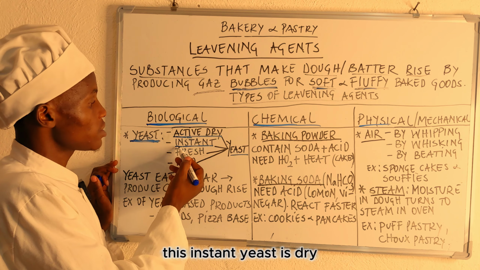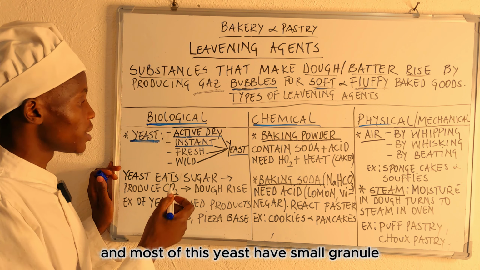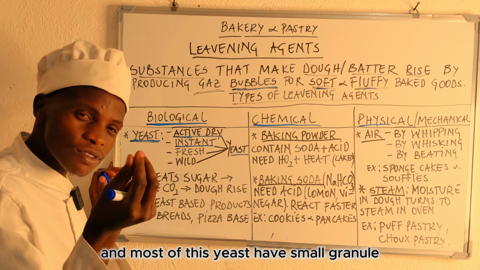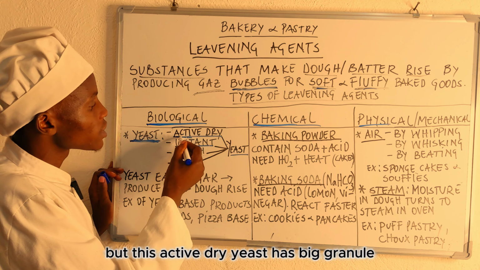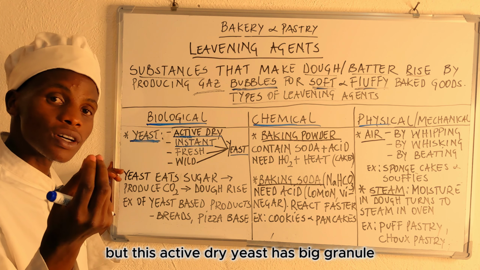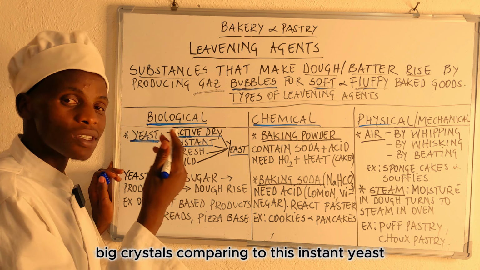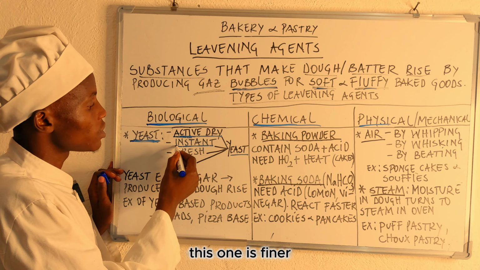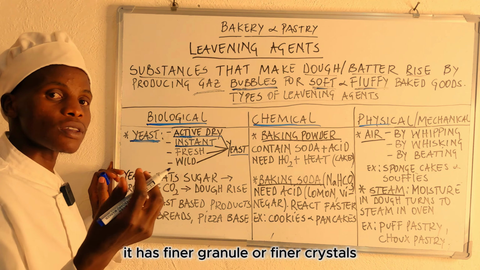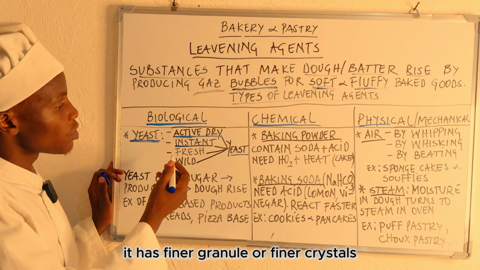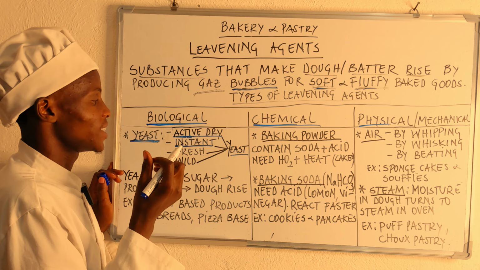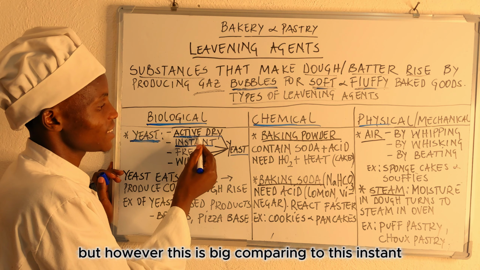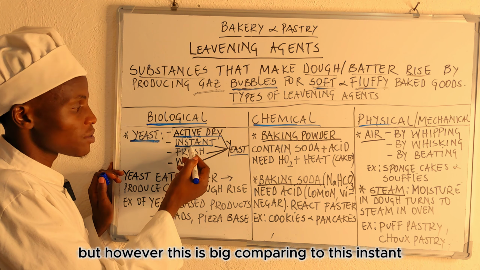But still, it is also dry. This instant yeast is dry, and most of this yeast has small granules, small crystals. But this active dry yeast has big granules, big crystals compared to this instant yeast. This one is finer, it has finer granules or finer crystals. It is very small, but this one is big compared to the instant.